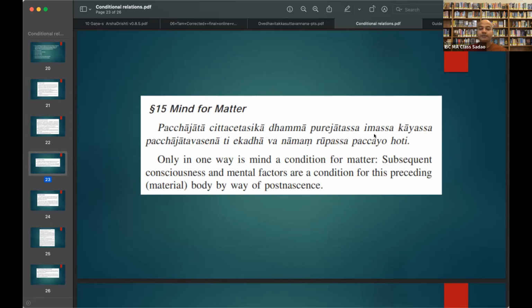Pure jatasa, imasa kayasa, of this body, pure jatasa, something that is born previously, of this body, paccha jata vasena, ti, ekada va namang rupasa pachayo hoti. A condition for the rupa.